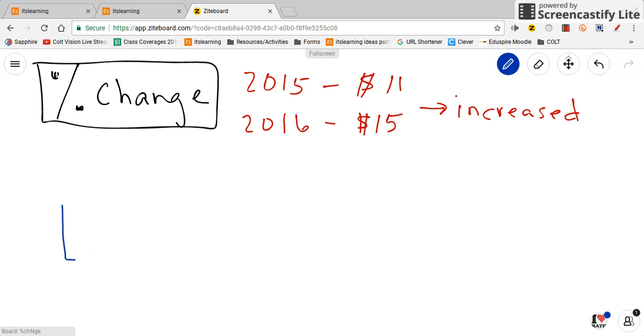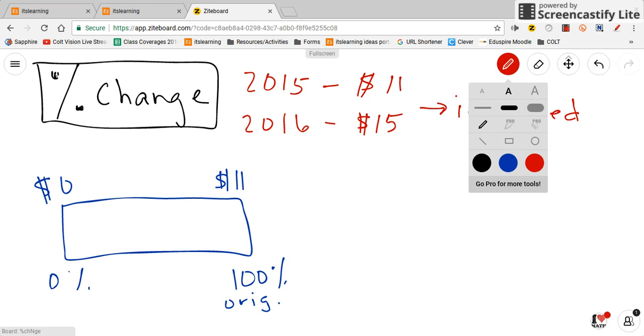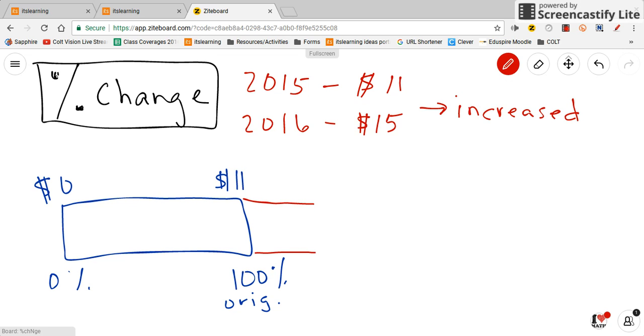I'm going to start by showing you a percent bar because we've dealt with those before. We know with our percent bar, the first thing I can put on here is I know I'm talking about $0, 0%, and 100%. When I'm using a percent bar to figure out percent change, the 100% is always going to be the original, or where it started. In this case, it started at $11. Now, I know it increased, so I'm going to add on to my bar, and the new price was $15.